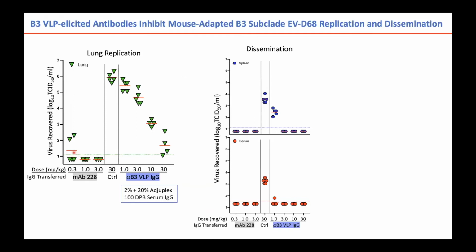What we found was that the 228 was again very good at neutralizing the B3 subclade virus in vivo, blocking lung replication, whereas the naive control allowed 6 to 7 logs of virus replication in the lung. We saw a nice dose-dependent decrease in the amount of virus replicating in the lung using the VLP IgG from the vaccination studies. Looking at dissemination, in all but the lowest dose of the VLP IgG treatments, we saw no dissemination.